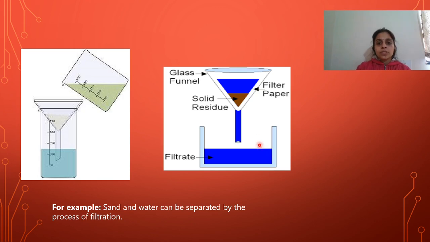So you can have a look at this in this picture. This is the residue and this is the filtrate, the filter paper, and we'll be using a funnel. So this is how the process is done. For example, sand and water can be separated by the process of filtration.